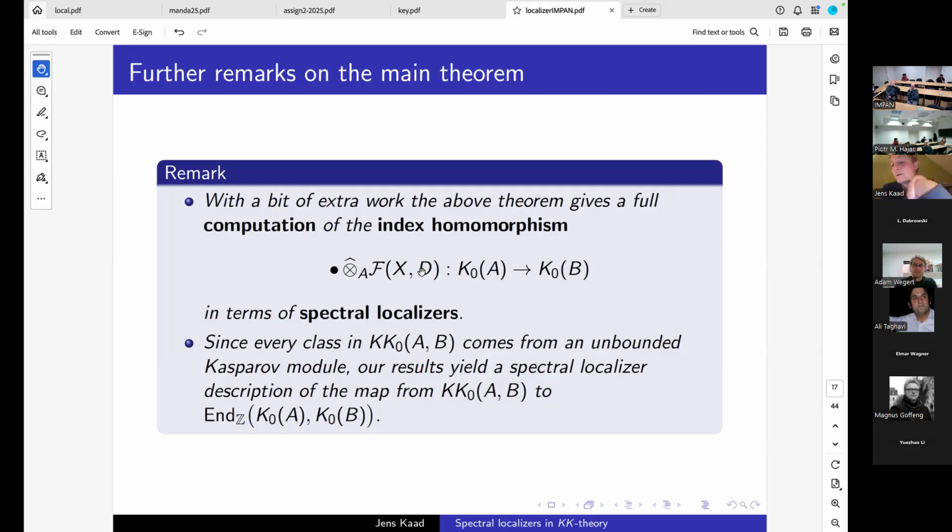And because I have this explicit formula for the index homomorphism, that's why I have any chance of computing it. In the general case, I don't have a very explicit formula for the unbounded Kasparov product.